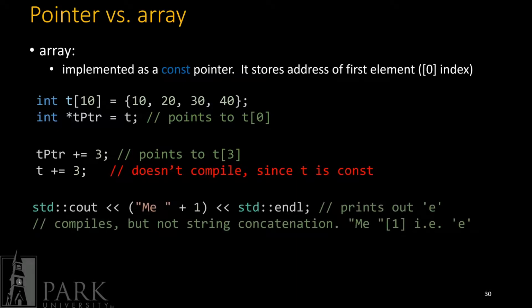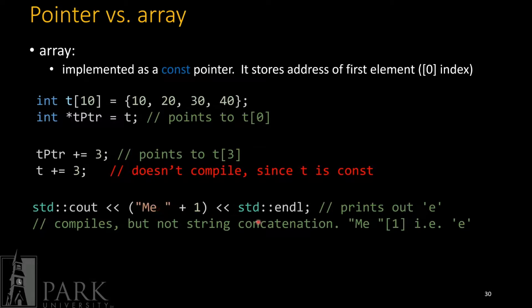If you recall from earlier lessons, we had an output statement like this. This statement will print E instead of me1, okay? Because you can see right here we're saying, hey, output this to the terminal. I want to do this text right here plus 1, and it's only going to print out E. This compiles, but it's not a string concatenation. Me right here is a C string, which is a character array. This C string plus 1 will retrieve the character at index 1, which is the letter E.